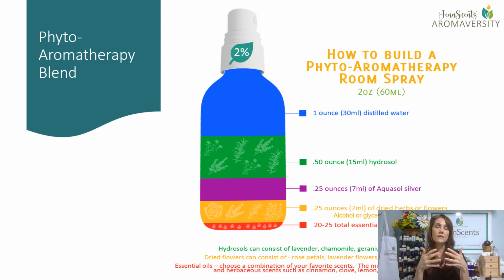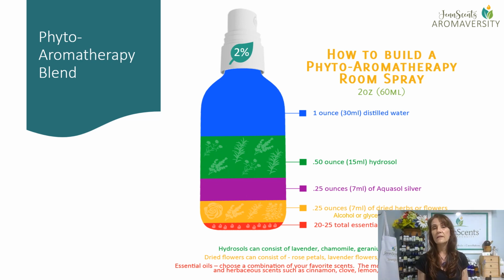That's every essential oil you put into a blend. You add up the volume of that. If you're calculating by drops, you're going to look at that to be about 20 drops. If you're looking at volume, it's going to be about 2% volume of this entire blend.